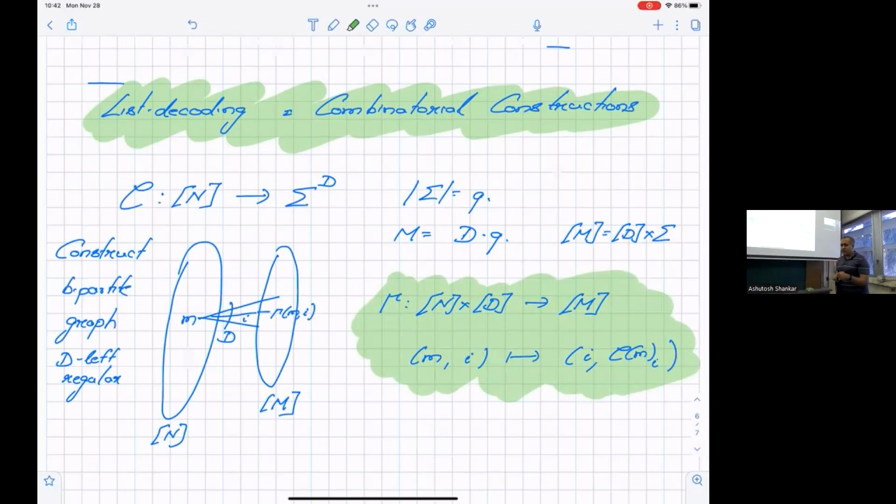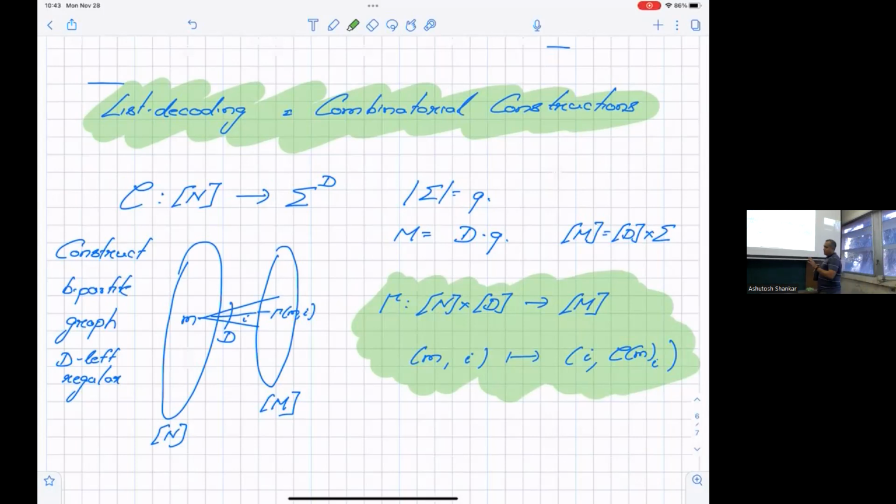Basically, the graph on the left hand side consists of all messages. On the right hand side consists of code word locations and potential values that those code word locations could have. That's what the right hand side consists of. And the neighborhood of a particular vertex is exactly the code.